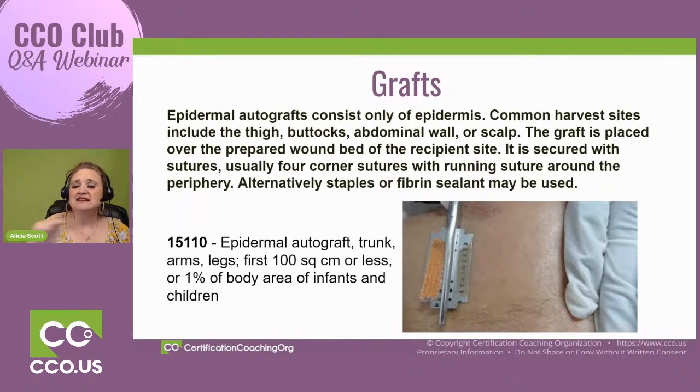And the same as before: first 100 square centimeters or less for an adult, but if it's an infant or for children, it's 1% of the body area. So you have to know that rule of nines, or total body surface area, to be able to understand that properly. Okay, now that means the next code is going to be an add-on code that says an additional 100 square centimeters, most likely, and then you get into epidermal grafts with different body parts: the head, the neck, etc., etc.